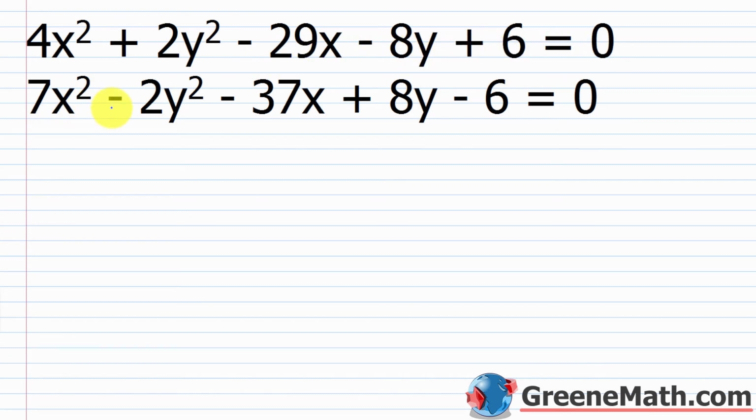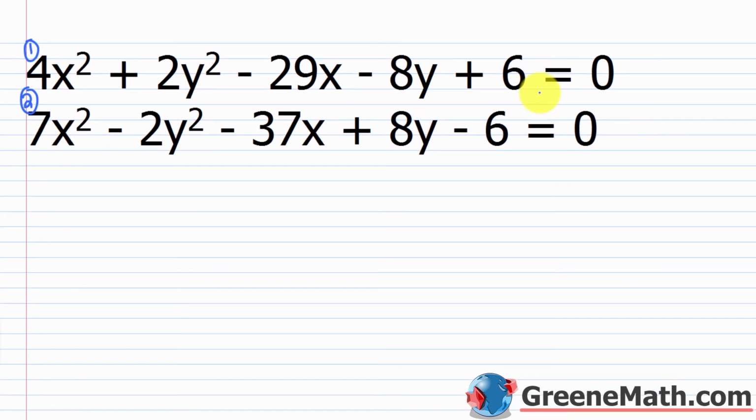We have 7x squared minus 2y squared minus 37x plus 8y minus 6 equals 0. So let's call this equation 1 and this equation 2. Two second-degree equations. And again, in your book or whatever you're using to study this, especially in Algebra 2, they give you these easier problems where these are opposites and these are opposites. So I can add the two equations right now, and I can basically eliminate y. So we're going to use elimination.